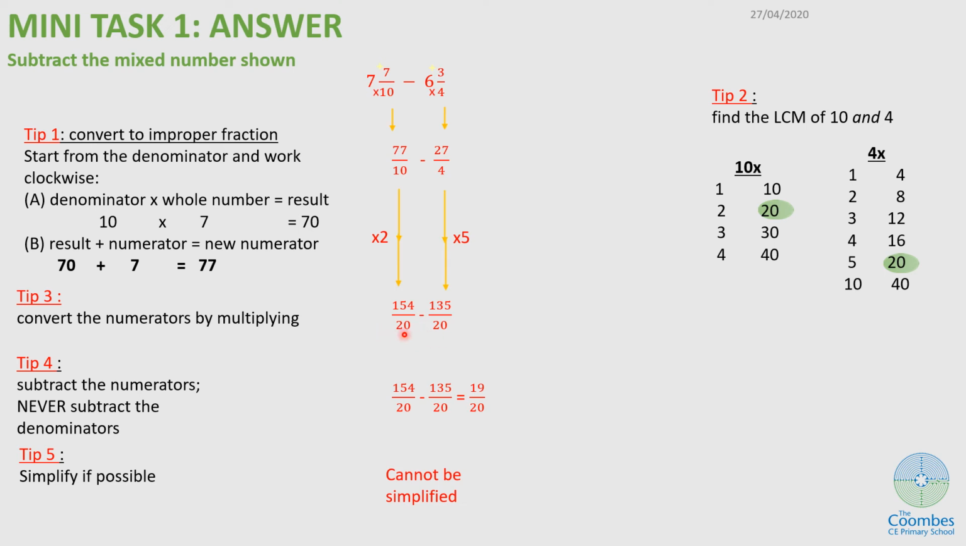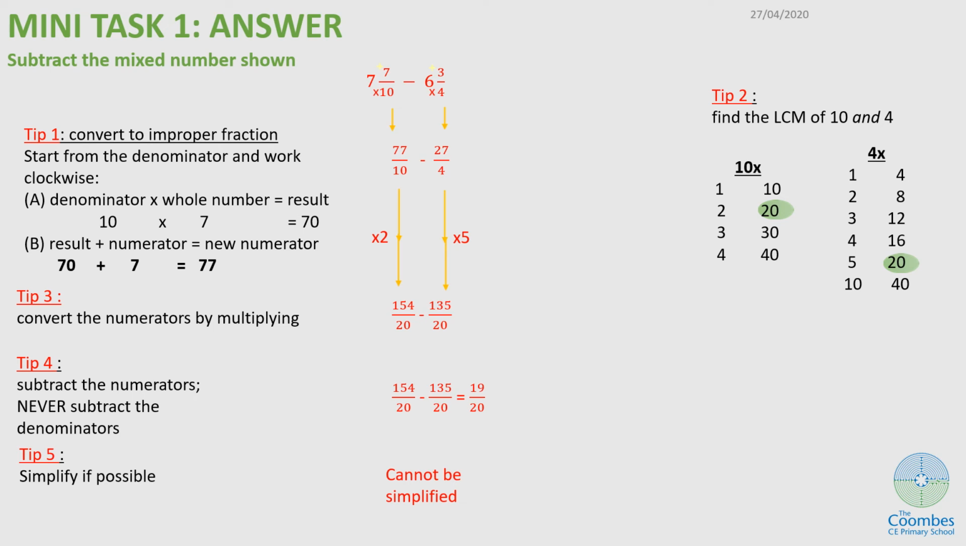Now, if 20 is my new denominator, I'll then ask myself this question. What will I multiply 10 by to get 20? From my multiples, I can see 10 times 2 is 20. Now, I have to do the same with the numerator. I have to multiply 77 by 2, and 77 times 2 is 154.